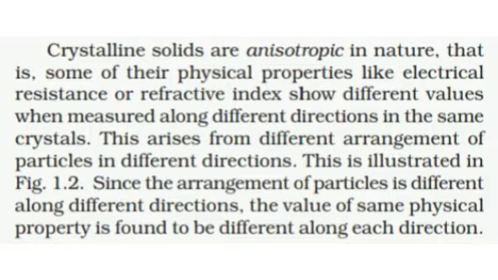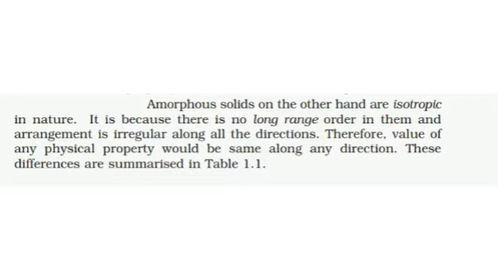Since the arrangement of particles is different along different directions, the value of the same physical property is found to be different along each direction. Amorphous solids, on the other hand, are isotropic in nature. It is because there is no long range order in them and arrangement is irregular along all the directions. Therefore, the value of any physical property would be the same along any direction. These differences are summarized in table 1.1.